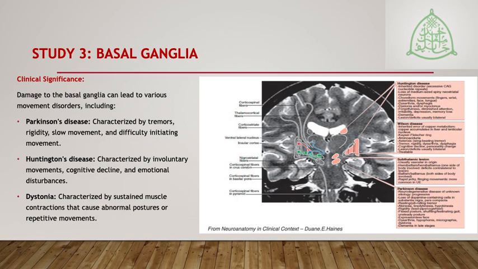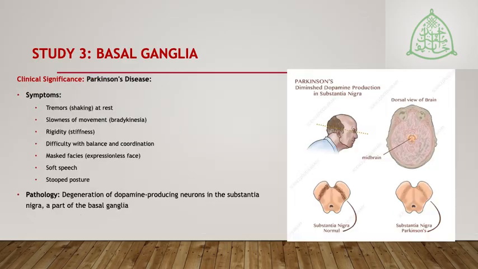And then you have dystonia, which is characterized by sustained muscular contraction. Your body is very stiff, and you find that you're flexed to a particular position out of the normal midline and balanced structure.